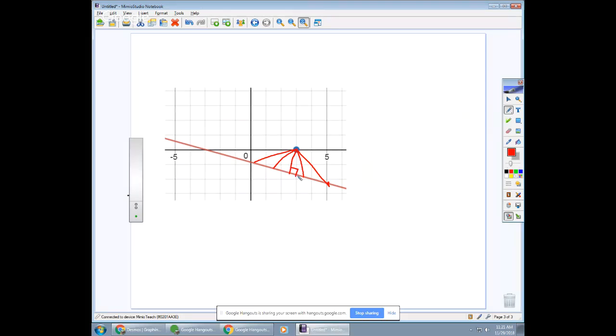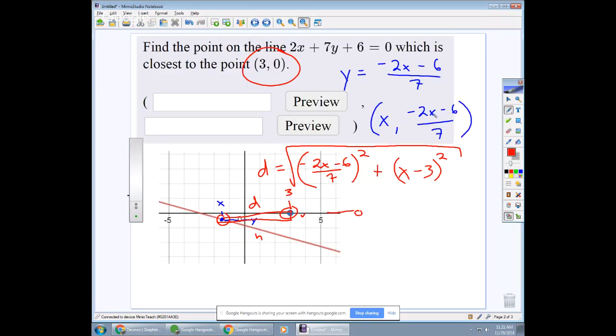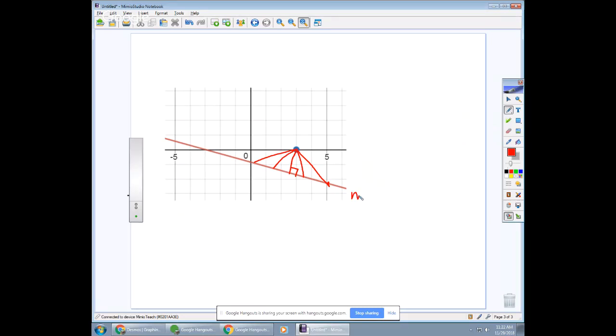Perpendicular, yes. Okay. Do we know the slope of this line? We can figure it out. We do, we actually have it over here. It's -2/7. So the slope of this line right here is -2/7. The perpendicular line is going to be the negative reciprocal. So this one right here, m perp, is going to be 7/2.